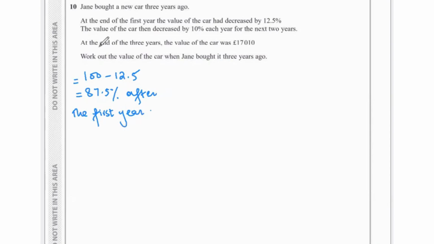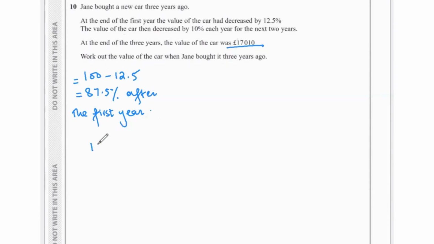Now, then it says the value of the car then decreased by 10% each year for the next 2 years. So we know that at the end of the 3 years, the value of the car is £17,010. We have to find the initial value of the car.